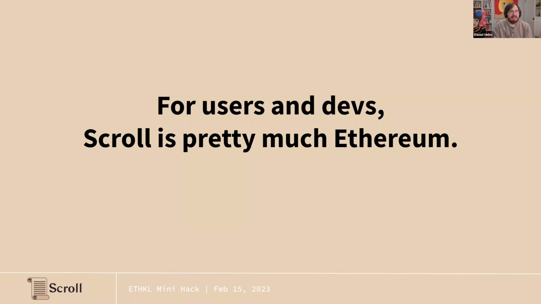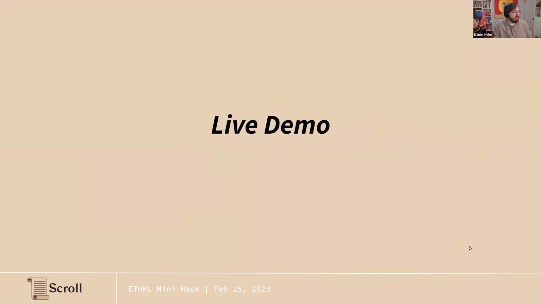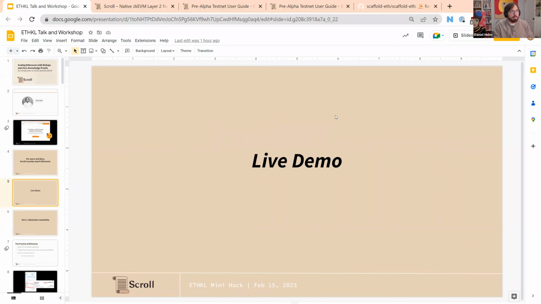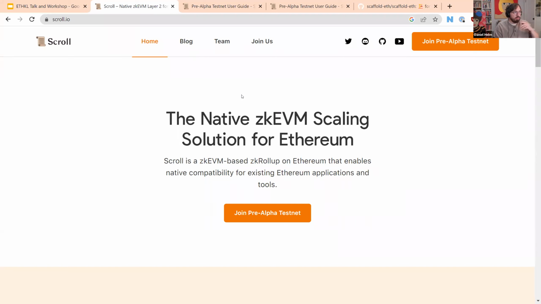And if you don't get anything else out of this talk, I want you to take this away. For users and devs, Scroll is pretty much Ethereum. We'll have lots of little caveats here and there, but for most users and devs, Scroll is just like Ethereum. And what better way to see that and to experience that than a quick live demo? I think people get freaked out by the ZK stuff. They feel like it's over their head, but let's just do a live demo to show what it looks and feels like to just use Scroll, right?